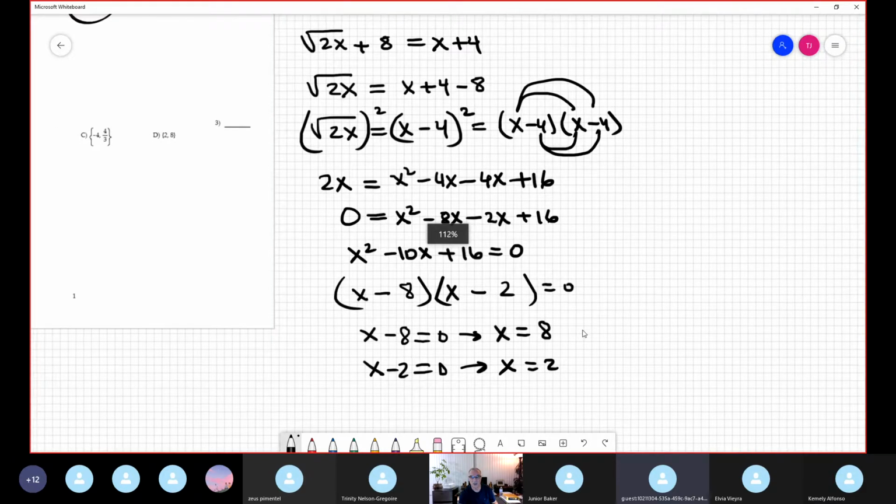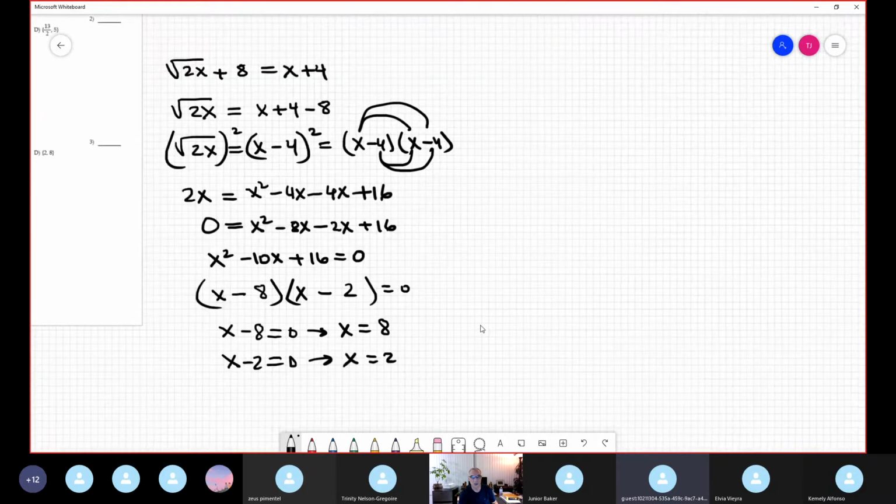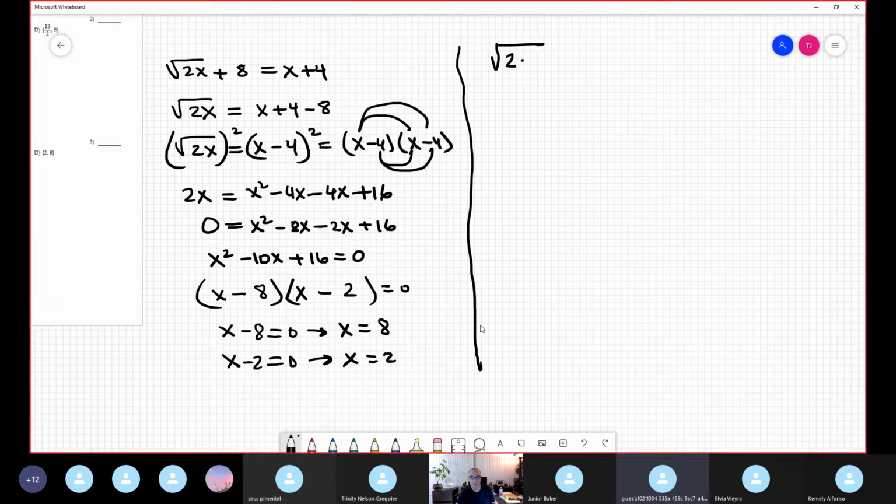Checking is mandatory, because sometimes the potential solution doesn't work. You need to check it for 8. Square root of 2 times 8 plus 8 should be equal to 8 plus 4. I need to check in this statement. Likewise, for 2, square root of 2 times 2 plus 8 should be equal to 2 plus 4.